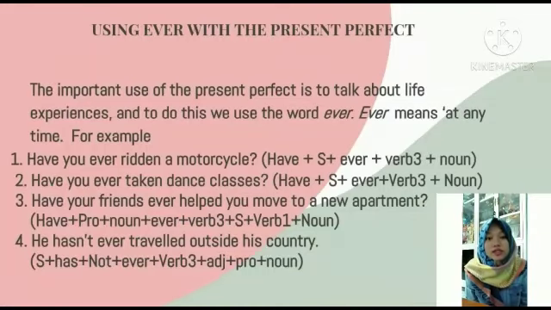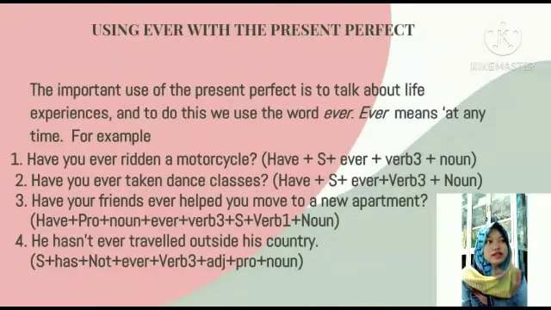The present perfect is a very important tense in English. As you have probably already seen, it's used in a very wide variety of ways, which means it can take some time for English students to become familiar with it. The second important use of the present perfect is to talk about life experiences. For example, have you ever ridden a motorcycle?